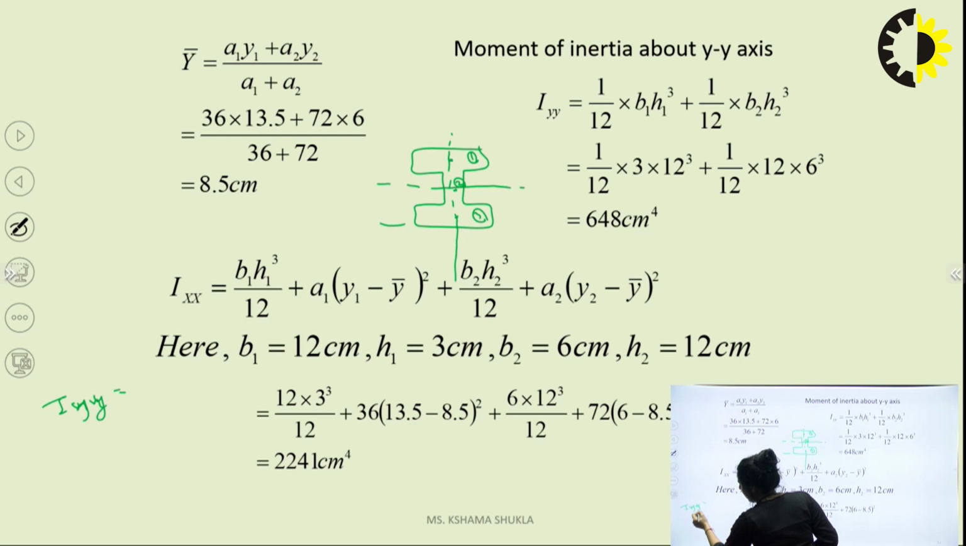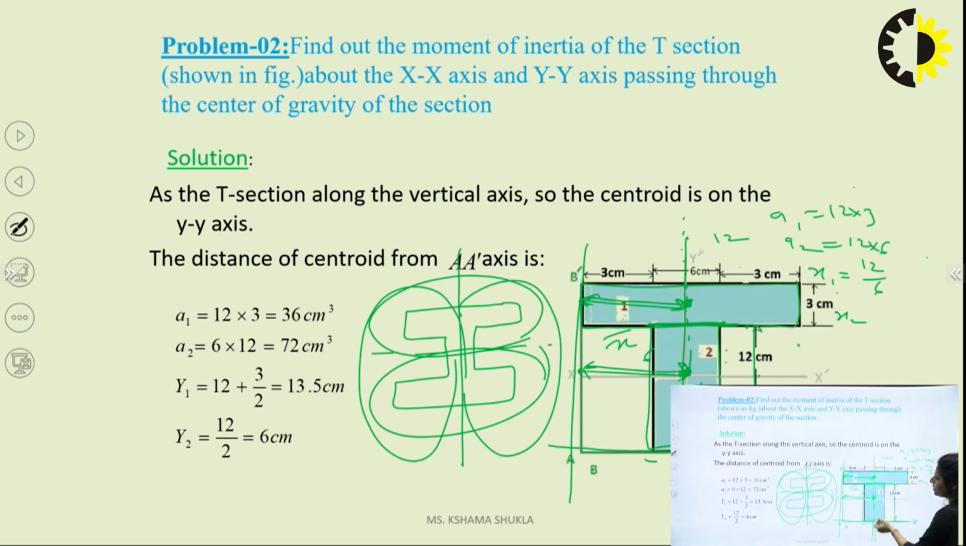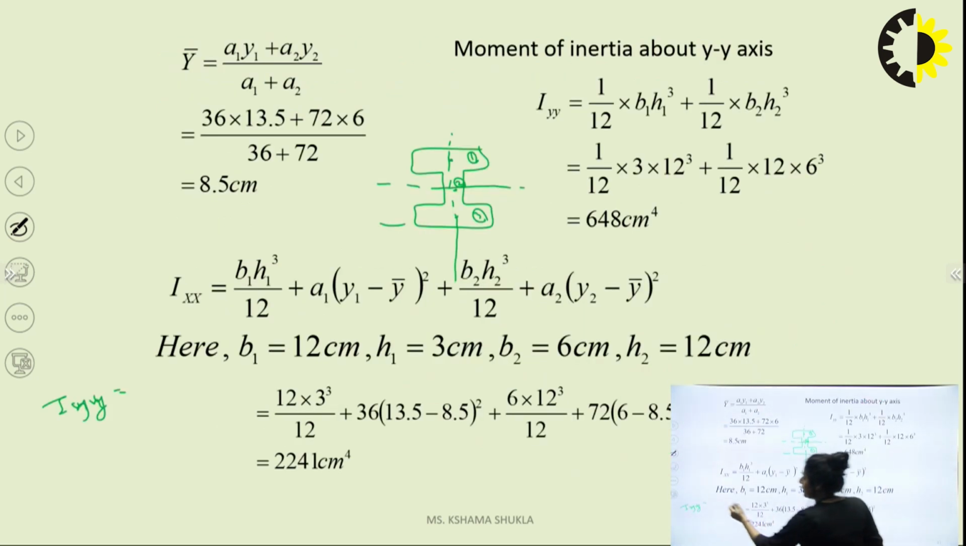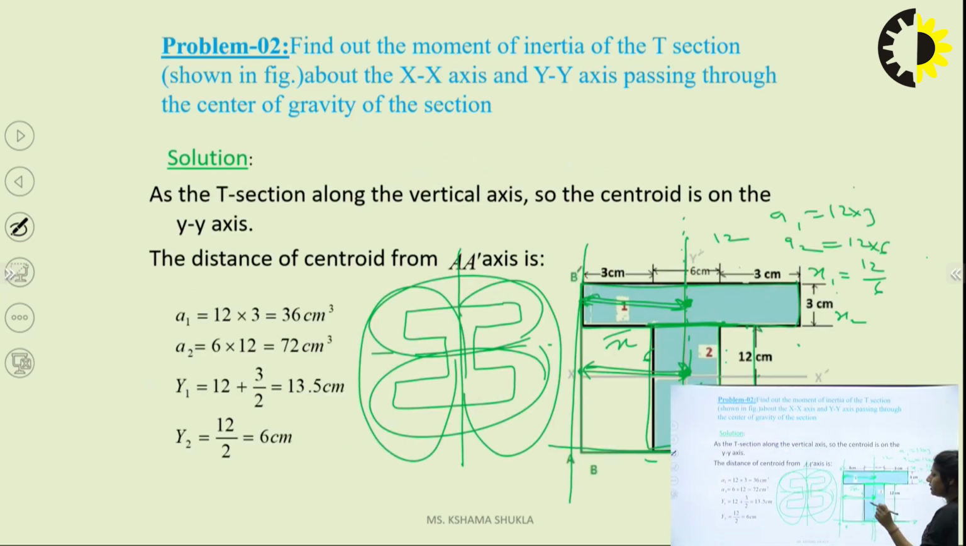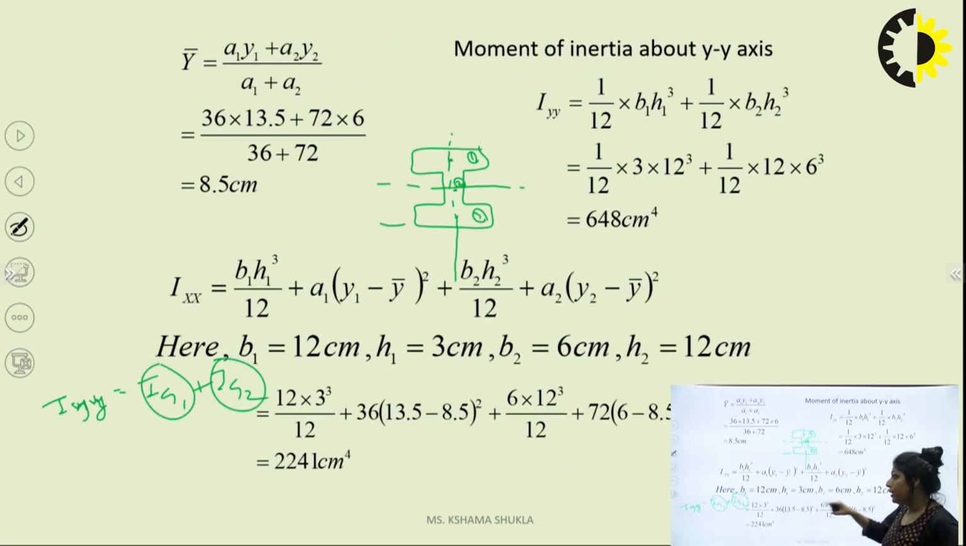If I need to find out IYY here, I know that this section is symmetrical about the y-axis. So I can say that it is simply IG1 plus IG2. I find the moment of inertia about this, I find the moment of inertia about this, and these will lie on the same line. So I don't need to find it out. I simply find the values of these, and I know that this value will surely come less than this value. So I don't need to find it out.